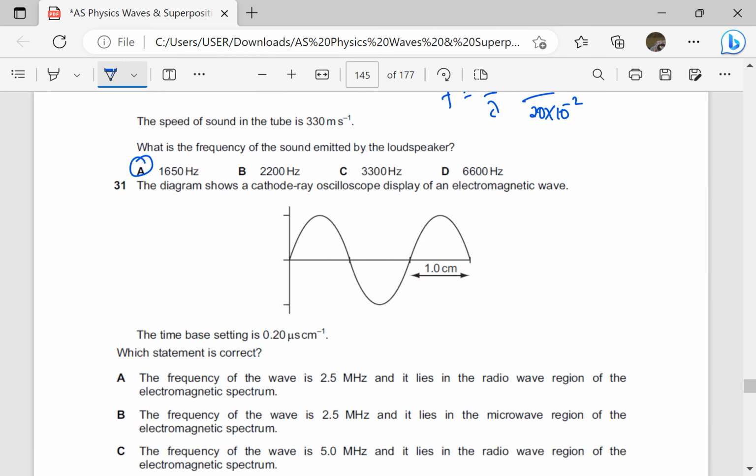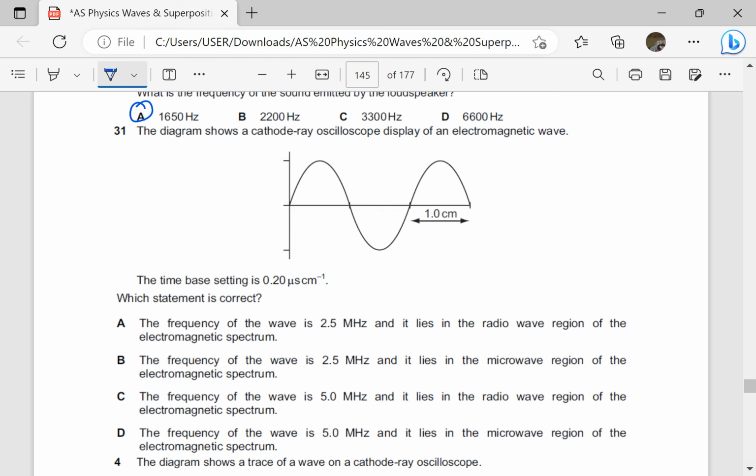The diagram shows a cathode ray oscilloscope display of an electromagnetic wave. The time-based setting is 0.2 microseconds per centimeter. So they have showed us that this distance is 1 centimeter. That means this is also 1 centimeter. This is also 1 centimeter. So the wavelength here is going to be equal to 2 centimeters. Which statement is correct?